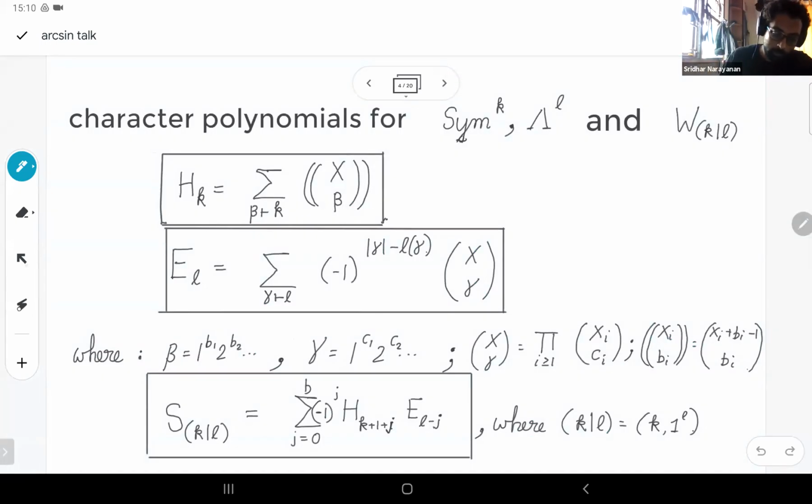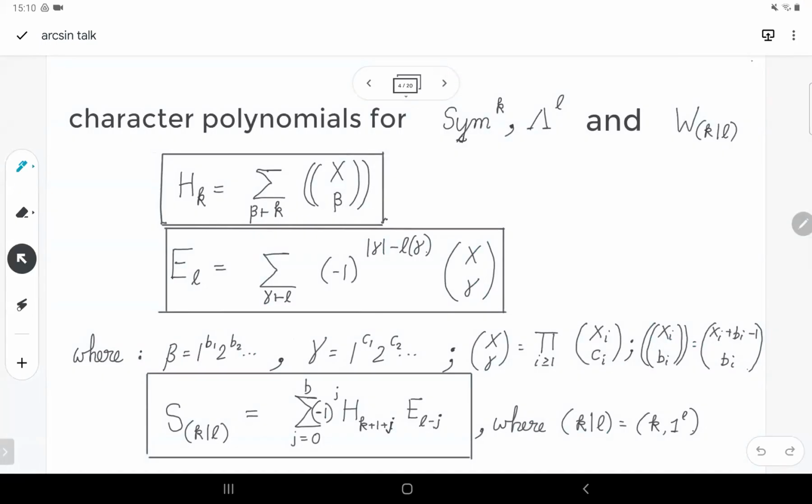Okay. So in this talk, we won't try to find the character polynomials for hk and el. If you'd like to see details on this, there's a paper included in the bibliography. We just state it here. So hk is given by this expression, the sum of these double brackets, we call them X multi-choose beta. I'll just unpack what all of this means. So it's the sum of X multi-choose beta over all partitions beta of k.